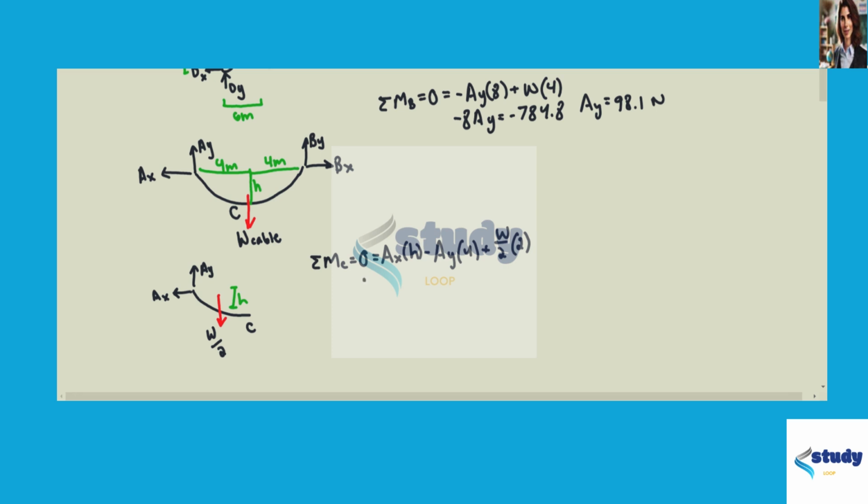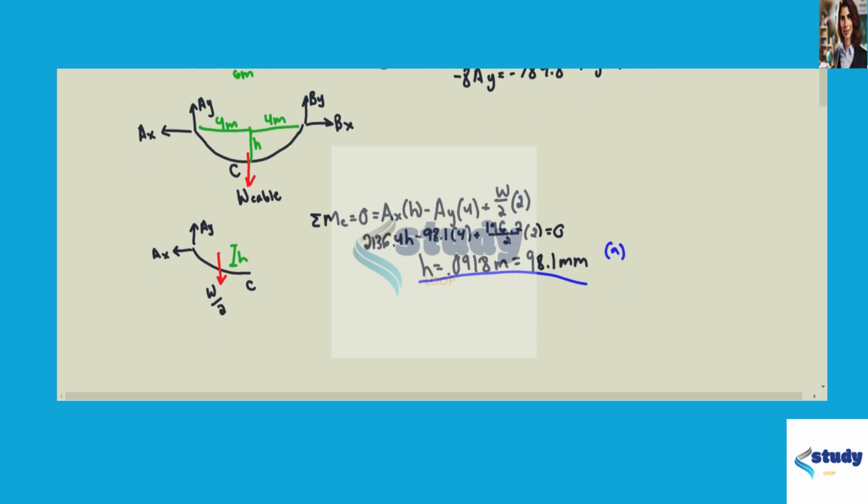So simplifying this is 2,136.4 times H minus 98.1 times 4 plus 196.2 over 2 times 2. That equals 0. So we're going to go ahead and solve for H. H equals 0.0918 meters, which is 98.1 millimeters, and that is the final answer for part A.